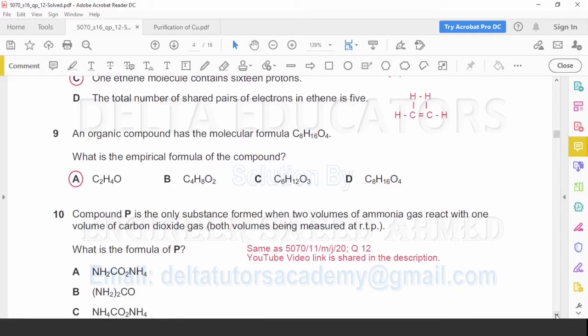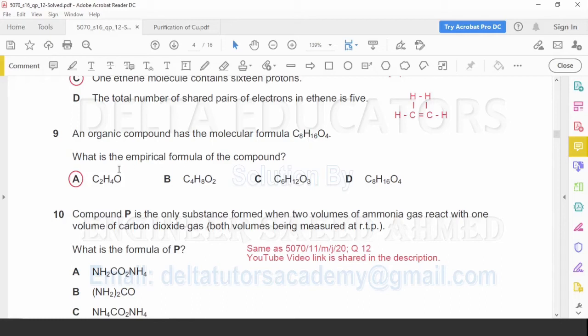Question number 9. An organic compound has the molecular formula C8H16O4. What is the empirical formula of the compound? Empirical formula means simplest formula, means the atoms should be in simplest ratio. To get the empirical formula, we have to divide this C8H16O4 by 4. When we divide by 4, it will become C2, H4, O. So the empirical formula will be C2H4O.